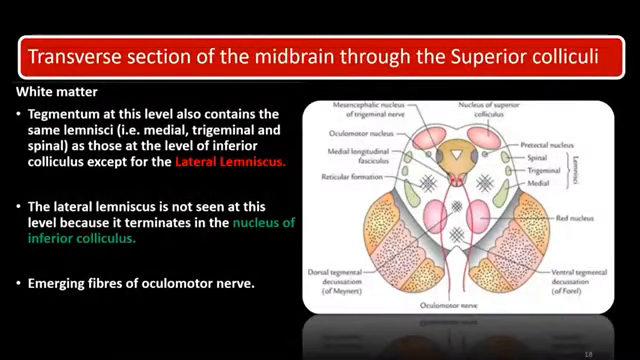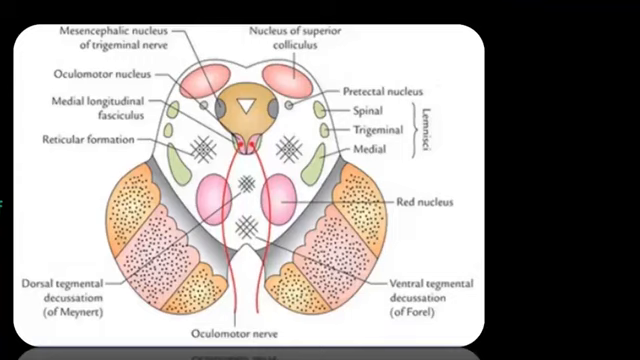The tegmentum at this level also contains same lemnisci. We are seeing the medial, the trigeminal, and the spinal, but at this point we can no longer see the lateral lemniscus. This is because the lateral lemniscus terminates in the nucleus of inferior colliculus. So at the lower level we see all the 4 lemnisci, but at this top level we see only 3 of them, with exception of the lateral lemniscus.